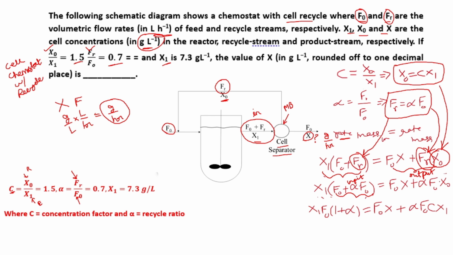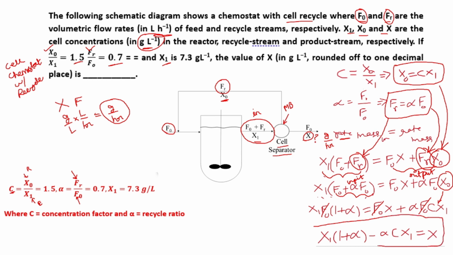Here we have got one x naught, and we are substituting x naught, which is c of x1. Now as you can see, these f naughts will cancel, obviously, because we are assuming a constant feed flow rate of the input stream. So what we get finally is x1 times 1 plus alpha minus alpha c x1 is equal to x. So this is the final relationship that we get.